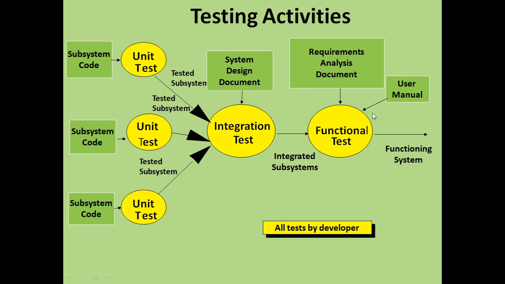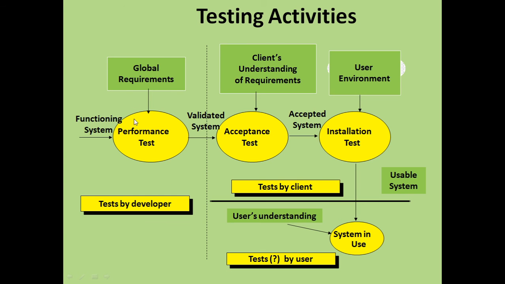And in the functional test, that is the black box testing, we are going according to the requirements of the user. So in that case, the integrated subsystems are taken, and we are trying to check whether the system is meeting the functional requirements of the user or not. For that, we also have to refer to the user manual, and ultimately we get the functioning system. All the tests are done by the developer, that is the initial system testing.